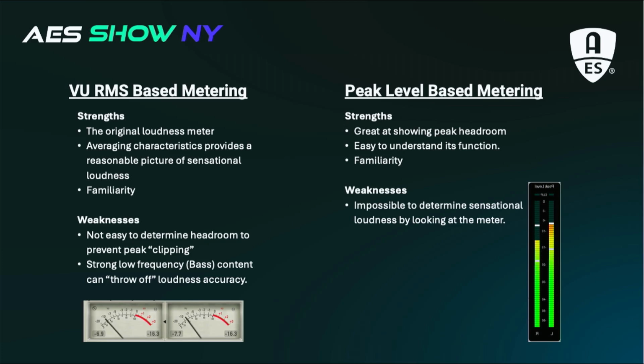Now, the major downside to this meter is that it's basically impossible to determine the sensational loudness between two or more different tracks by using this meter. Essentially, what this meter is showing you is the same thing that the peak loudness normalization function is doing that was in our first slide in the presentation. It's showing you where the peaks are, and you're matching the audio based on peaks. So when you're using this meter, you're basically becoming a human version of the peak normalization function.